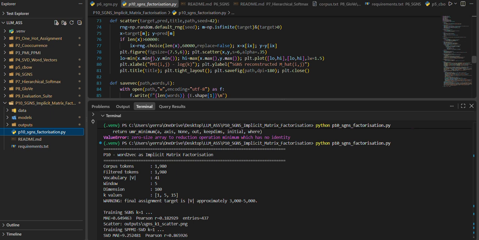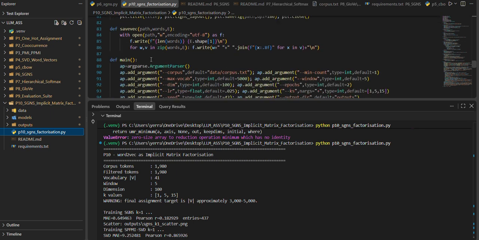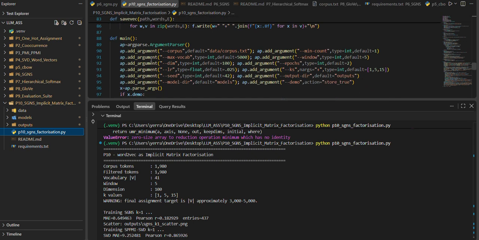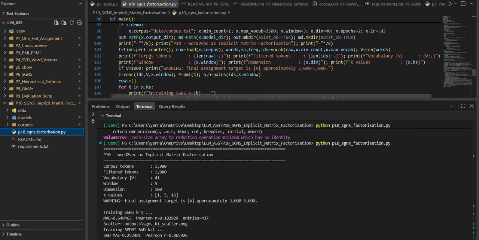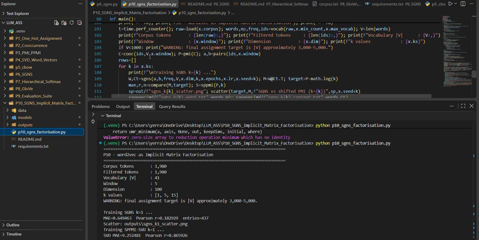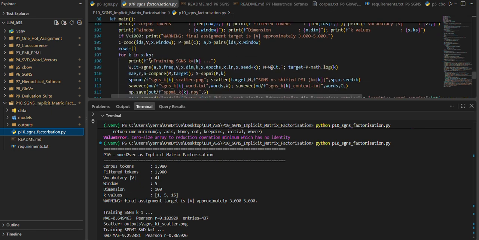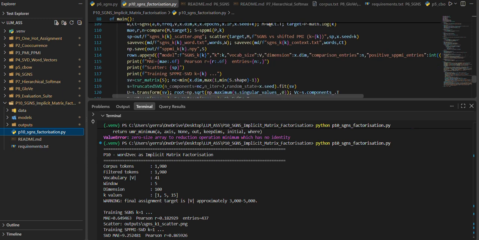Comparing the reconstructed SGNS matrix with the shifted PMI representation, computing mean absolute error, Pearson correlation, computing statistics over the relevant non-zero entries, creating scatter plots comparing reconstructed values with shifted PMI values, studying how the agreement changes as the number of negative samples increases.